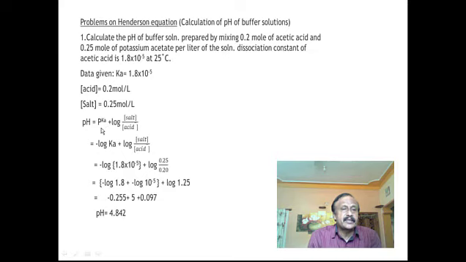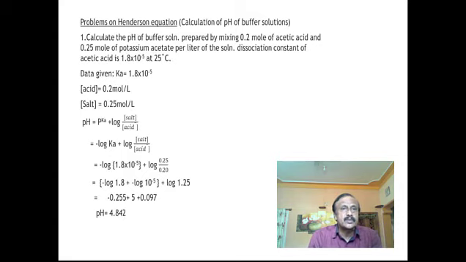Now pKa is equal to minus log of Ka, plus log of salt by acid concentration. Substitute the value of Ka, that is 1.8 into 10 to the power of minus 5, plus log of salt concentration 0.25 and acid concentration 0.20. Now simplify all these. On simplification, you get the pH of the buffer solution is equal to 4.842.